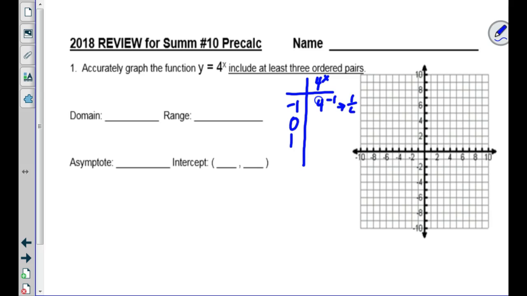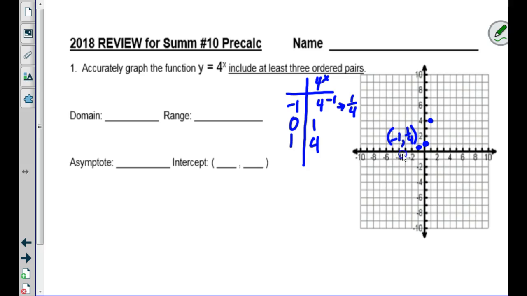4 to the -1 is 1 over 4. Moves to the denominator. So -1, 1/4. Okay. 0. I'm not going to label that one because it's pretty clear where it is. And 1. What if we went out as far as 2? Yeah, -2 would be 1/16 and 2.